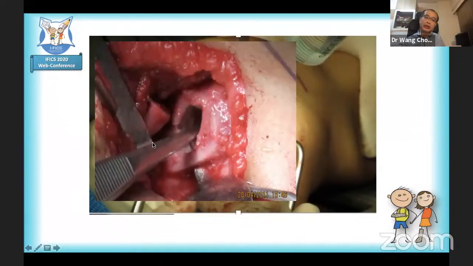So this is a picture trying to show you the whitish structure here. That is the normal physeal cartilage. I have to put a forceps here because the camera would not focus on this dark hole without this forceps.